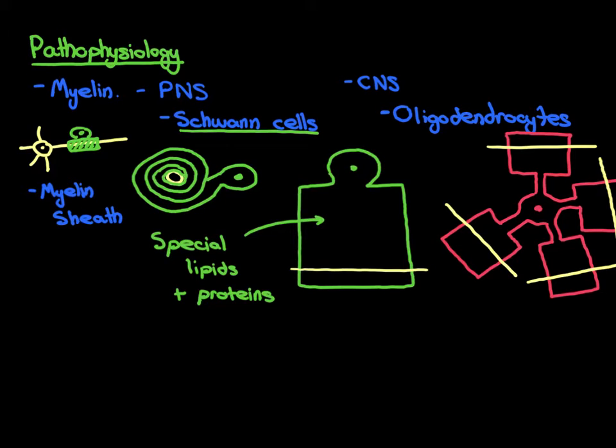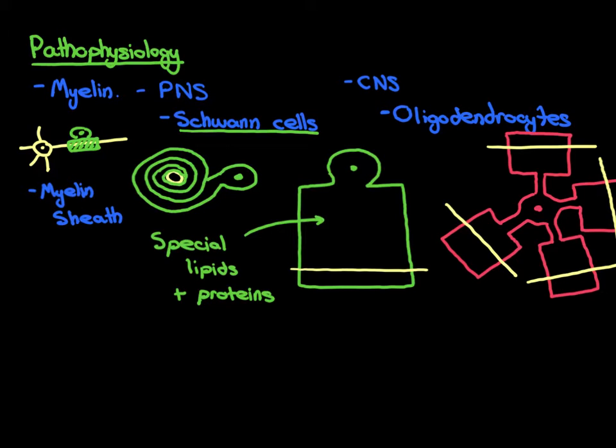So the limit of our knowledge at present is that one of these proteins that is present just within central nervous system myelin and is not present within peripheral nervous system myelin is going to be attacked by an autoimmune attack in multiple sclerosis.